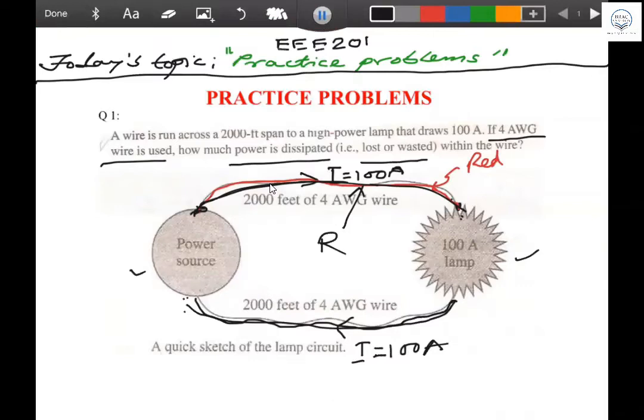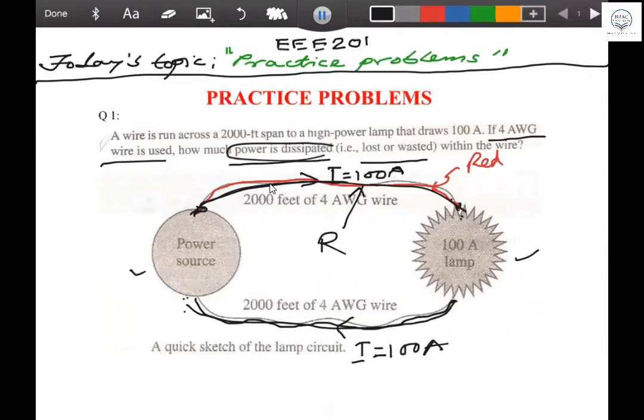Lamp resistance, I think I told you, has a color code in the lab. I discussed that in the last class. So this is distributed resistance, and that resistance is consuming the power, and that power you have to find in this question.